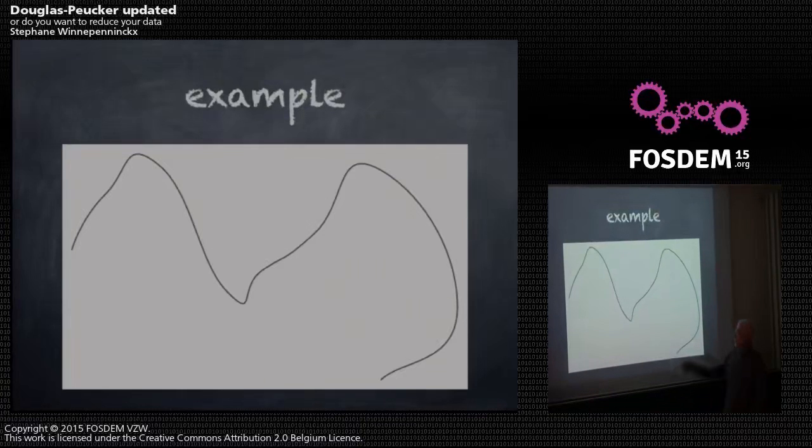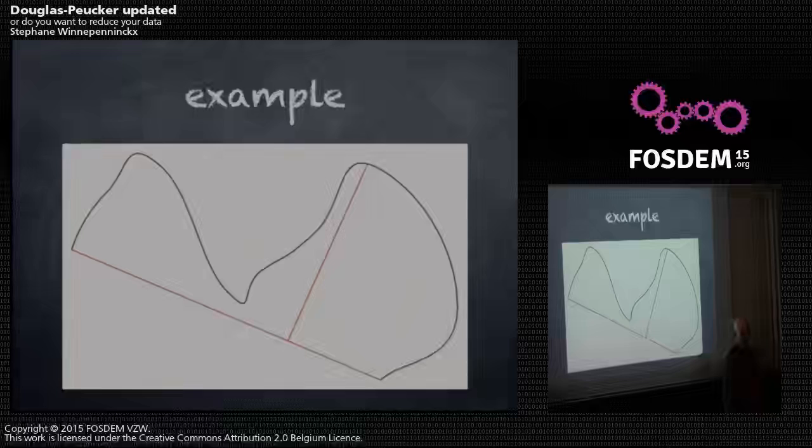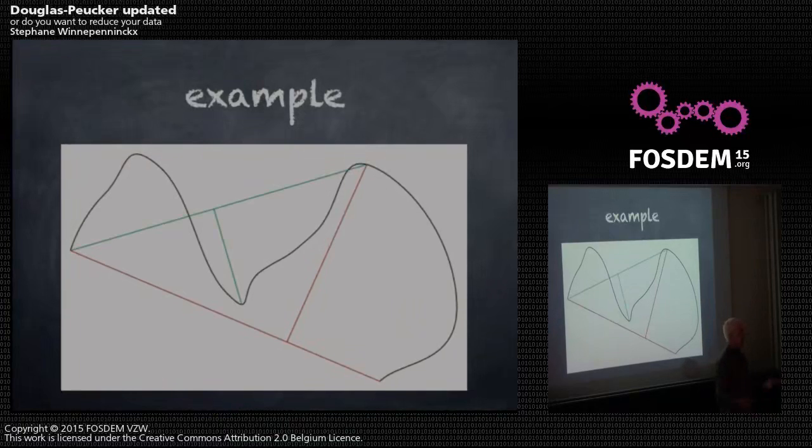This is an example of a polyline, and I'm applying the Douglas-Peucker algorithm. The red line is my baseline, and I'm looking for the point that is at maximum distance from the baseline, and that's the point up there. So I keep that one, and I do it again with the green line. That's a green baseline. I search for the biggest distance, and I keep that point. I do the same on the other part, and again, and again, and again.